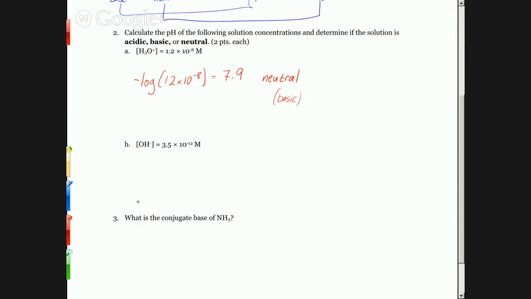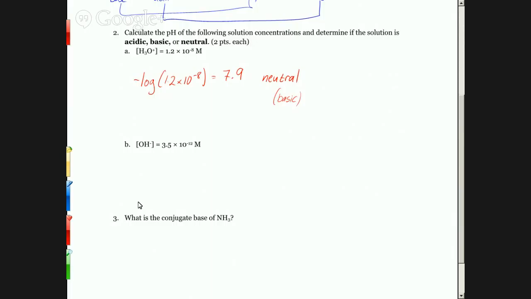So this time we're given the hydroxide ion concentration. This makes it a lot trickier because we can't just take the negative log of that. What do we have to do? Yeah, we have to get the hydronium. So there are two ways to do this. We can either get the hydronium ion first by dividing 10 to the minus 14 by the hydroxide ion concentration, which is like 10 to the minus 2, something like that.